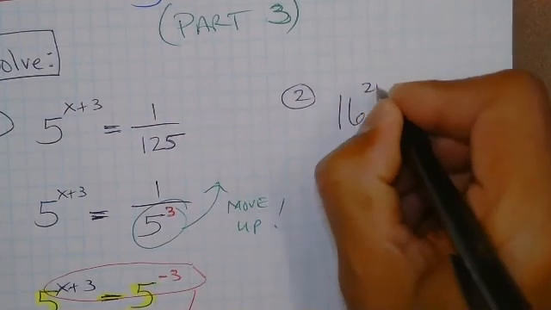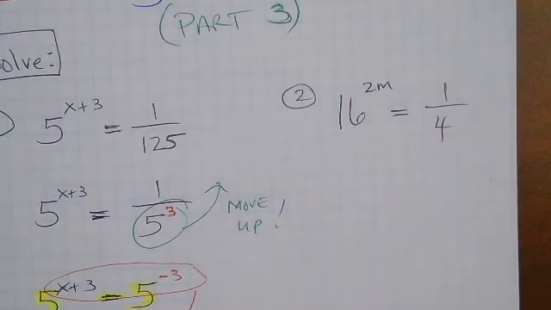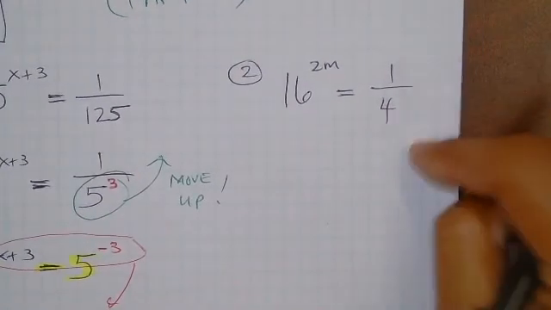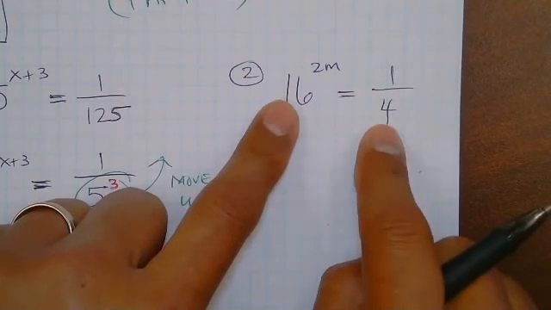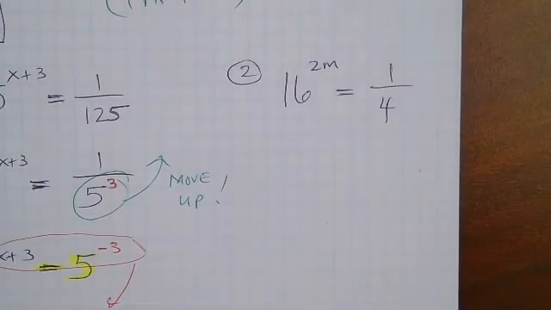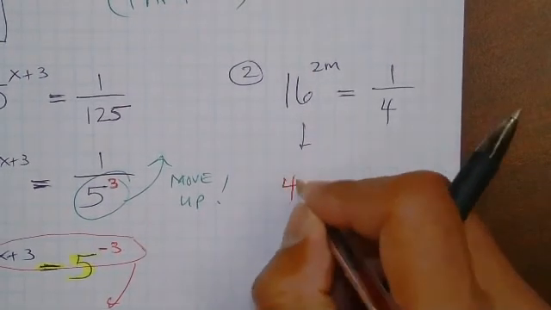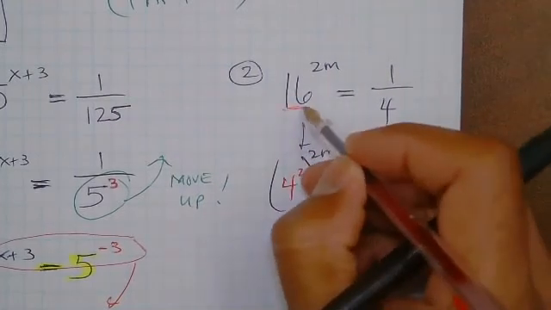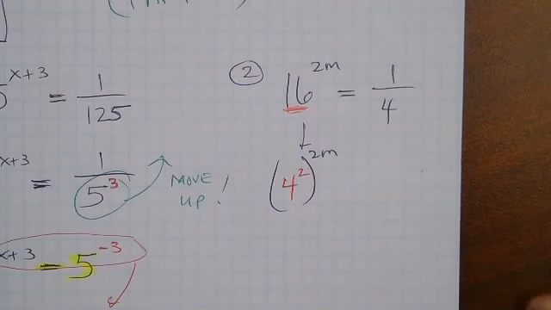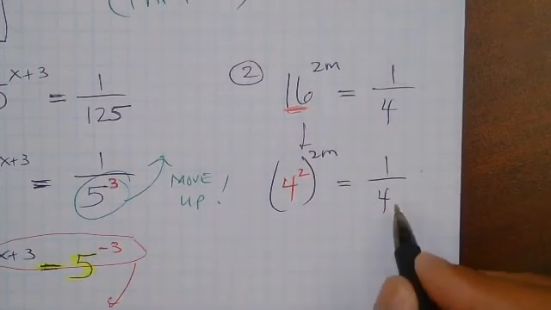Now let's do this one. 16 to the power of 2m is equal to 1 over 4. Am I worried about the 1 over 4? No. Just look at the 4 and look at the 16. We're going to get a common base. Anybody? 4 is going to be the common base. So the 16 is 4 squared, to the power of 2m, is equal to 1 over 4.